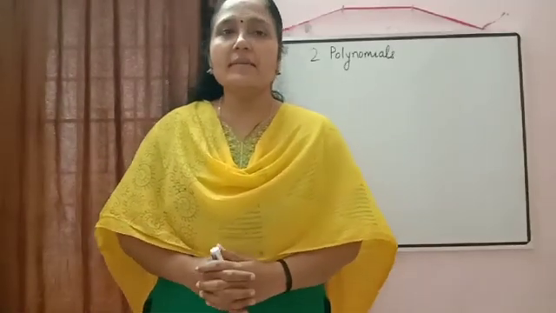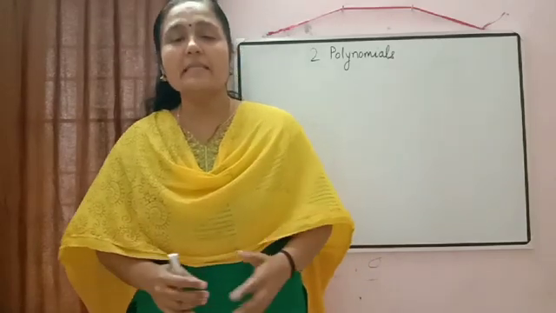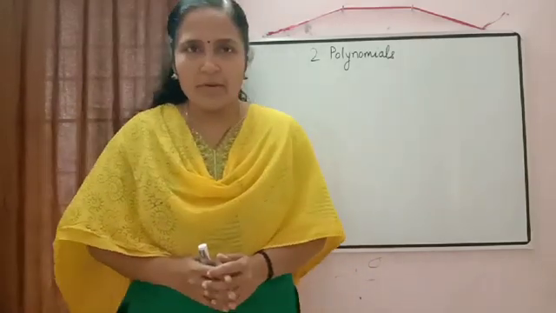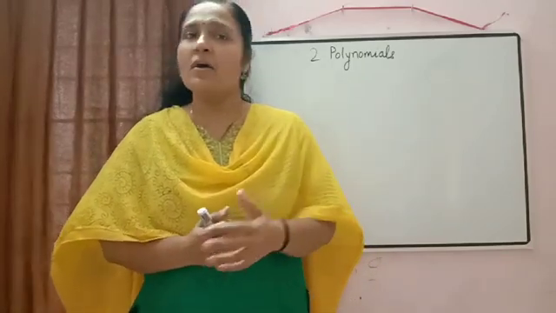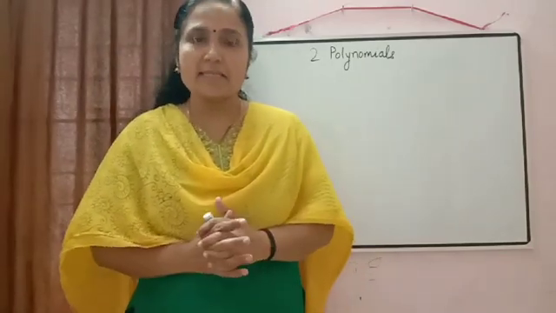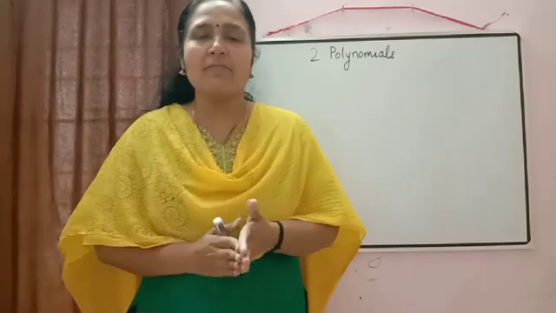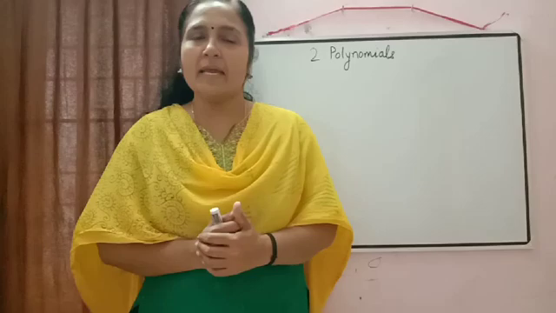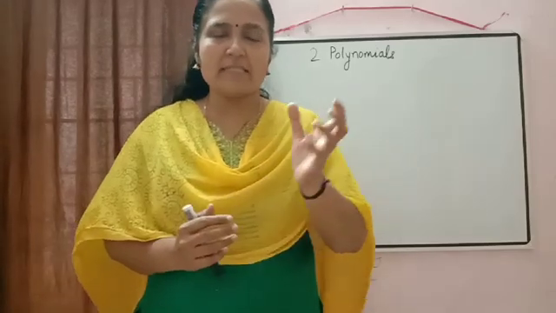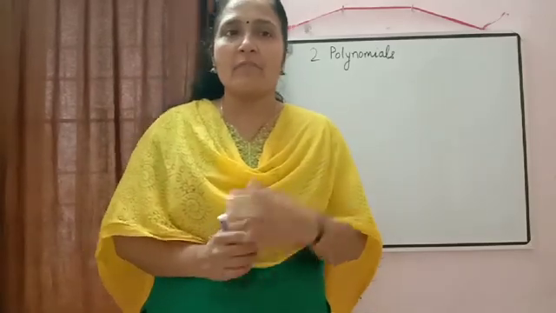In the previous class we discussed how to find the zeros of a quadratic polynomial and how to verify the relationship between zeros and its coefficients. Now in this class I will show, if the zeros or the sum of the zeros are given, then how to frame the polynomial. So first we can check how we can derive the formula for that.